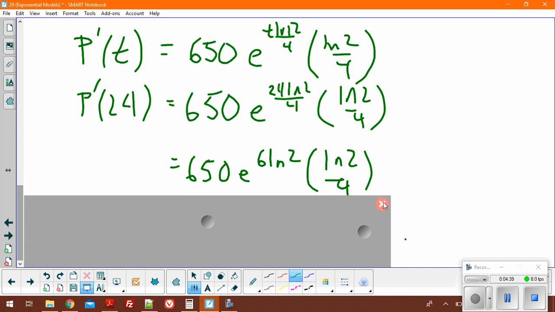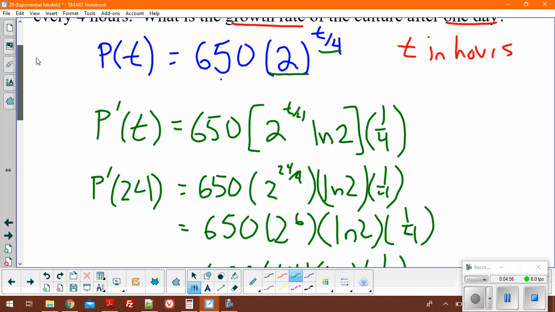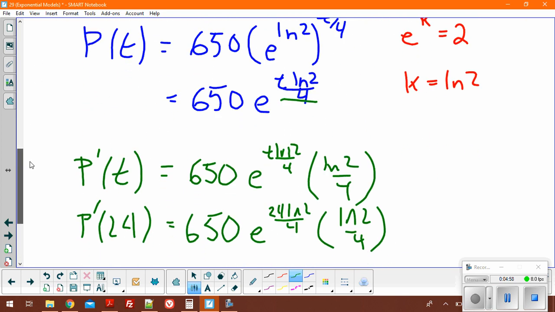Okay, but when I run it out through my calculator, I get the same value that I got before, 7,208.7 bacteria per hour. So in terms of the last assignment or quiz, I don't have a preference. If you would rather work with the original function, that's fine. If you'd rather switch it to e, that's fine, unless the question specifically asks. I won't force you to pick one or the other.